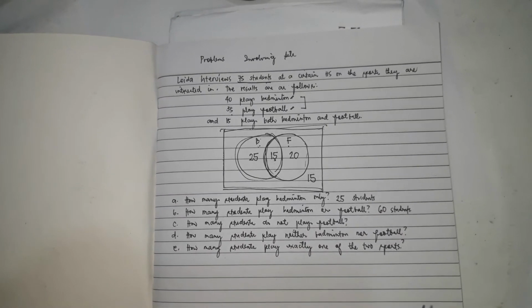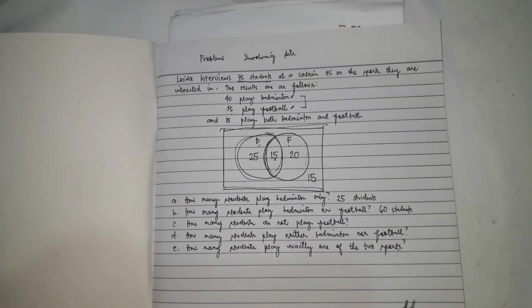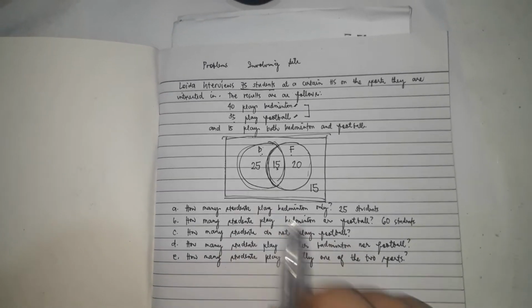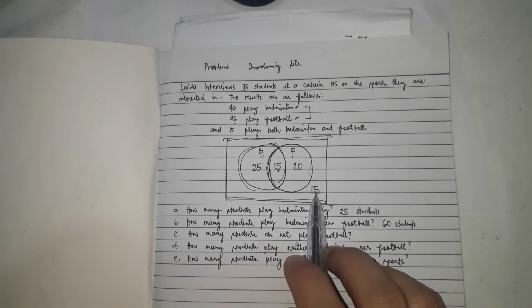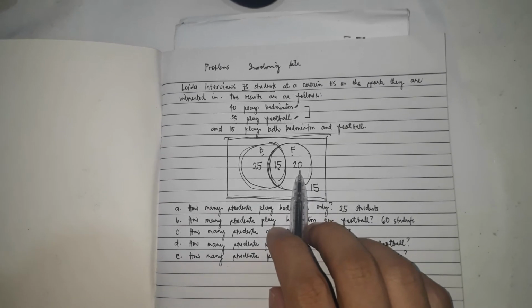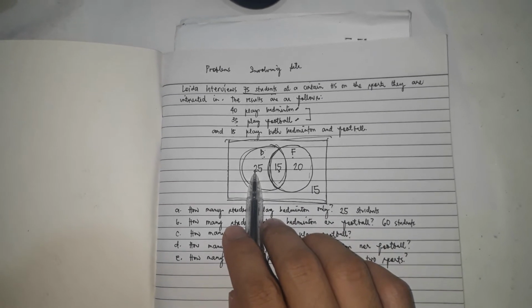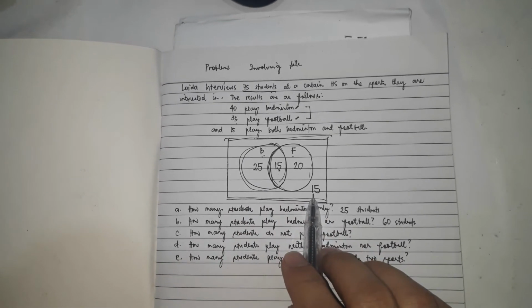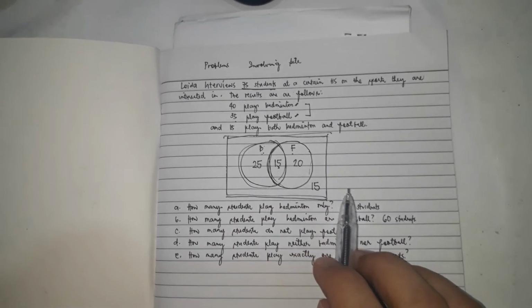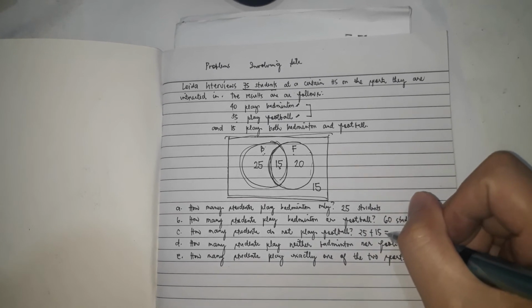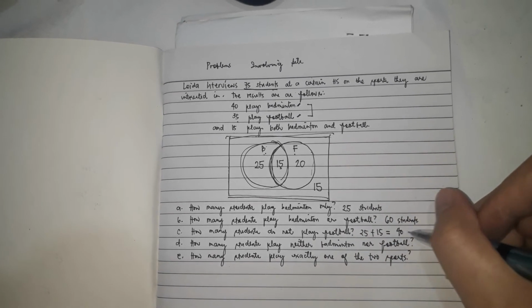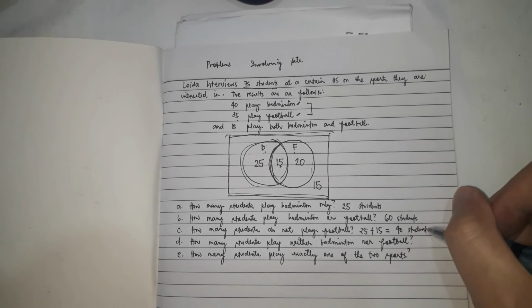Next, how many students do not play football? If your answer is 25, that's still lacking, because these 15 students also do not play football. So this 25 plays badminton only, plus the 15 who do not play at all. So 25 plus 15 is equal to 40 students.